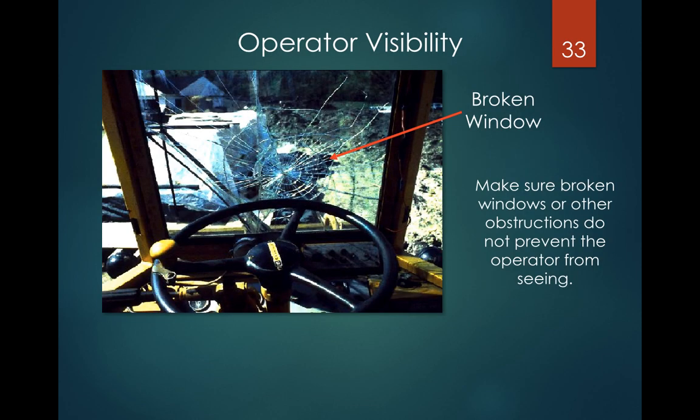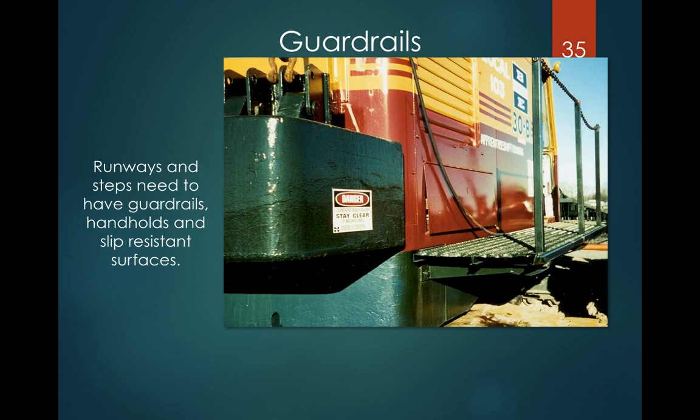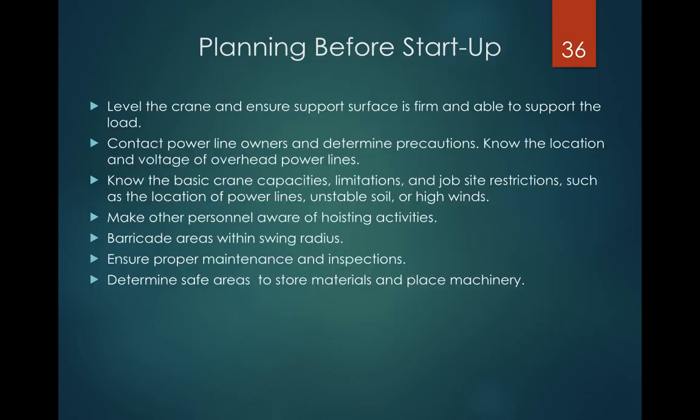Operator visibility: if you have a broken window, you won't be able to see well, so make sure windows or other obstructions do not prevent the operator from seeing. Ladders: use ladders to get to the upper portion of the cab. Runways and steps need to have guardrails, handholds, and slip-resistant surfaces.